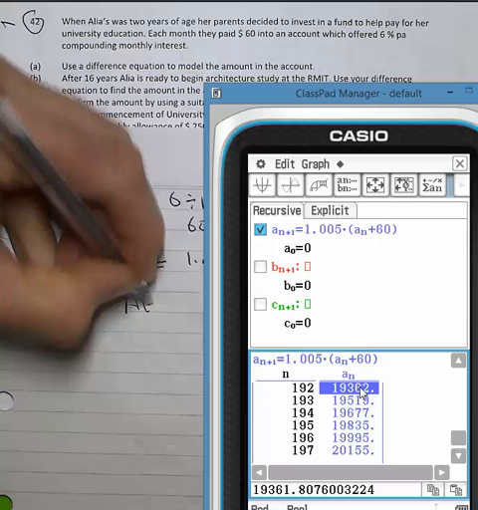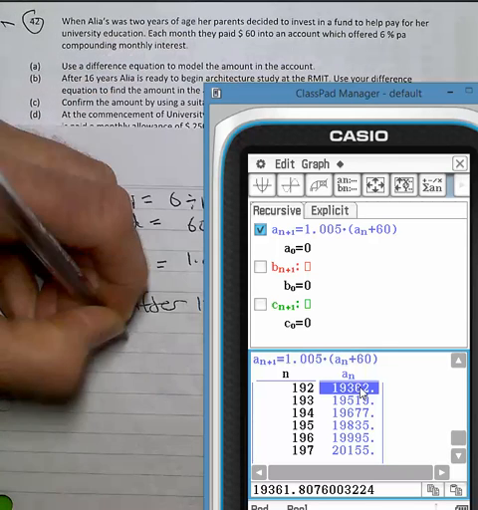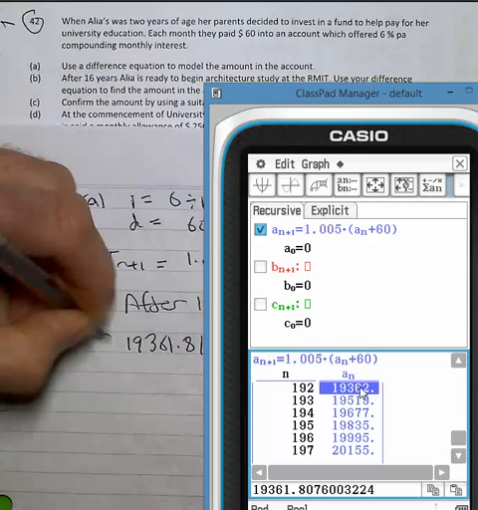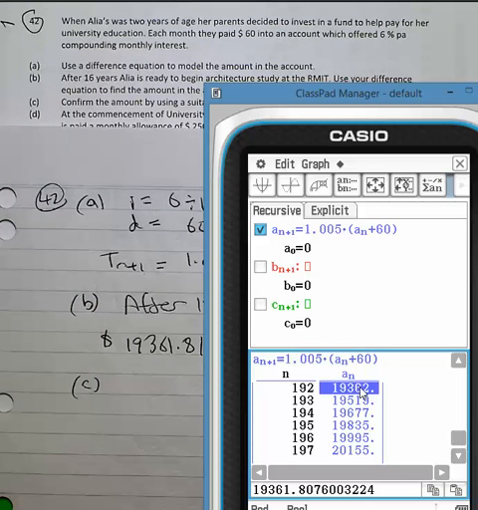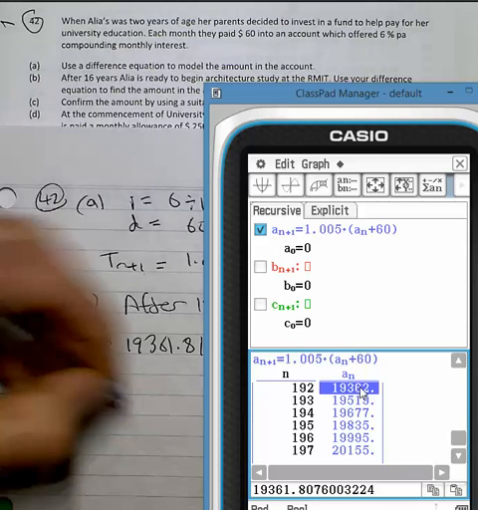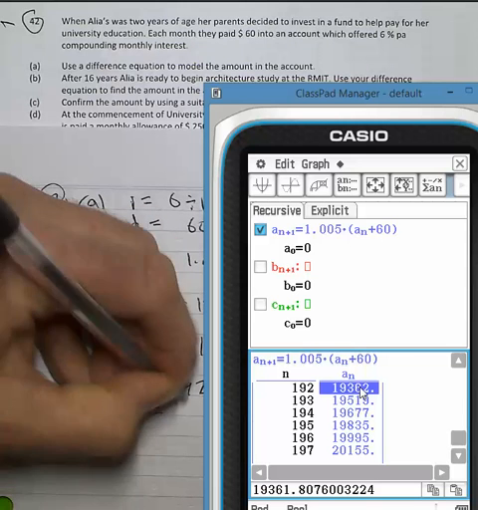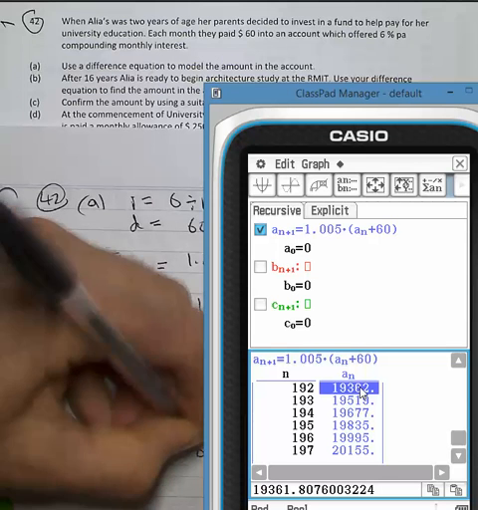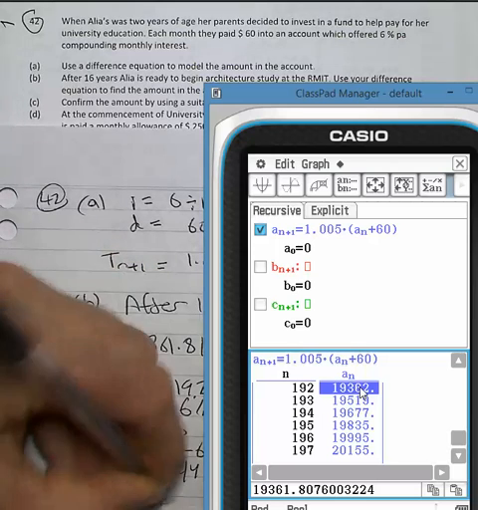So after 192 payments, she'll have $19,361.81. Now, you're asked to confirm this using a suitable finance formula. Now, I'll use the annuities in advance, but I'll generate it on the calculator. So I want 192. I'm going to have 6%, present value 0, payment of $60, PY and CY is 12, and set this at the begin.